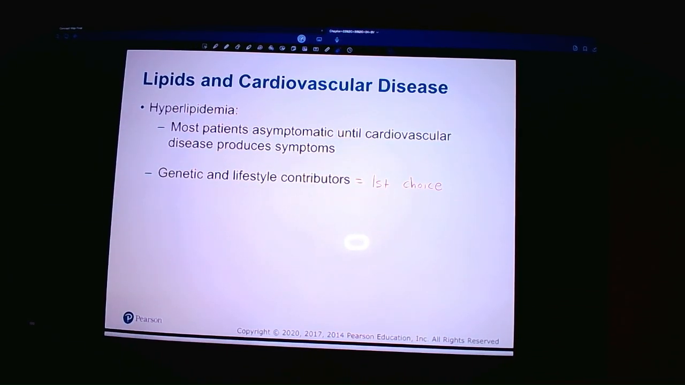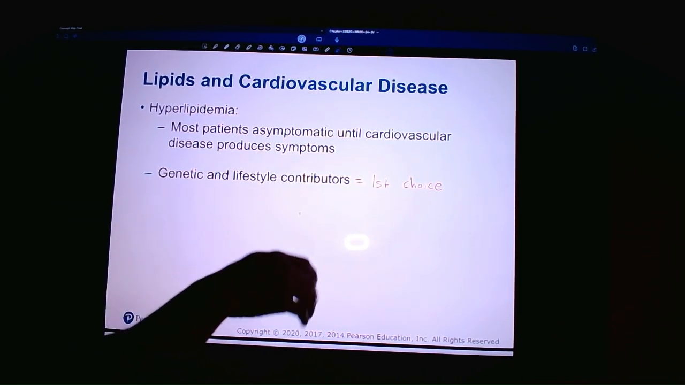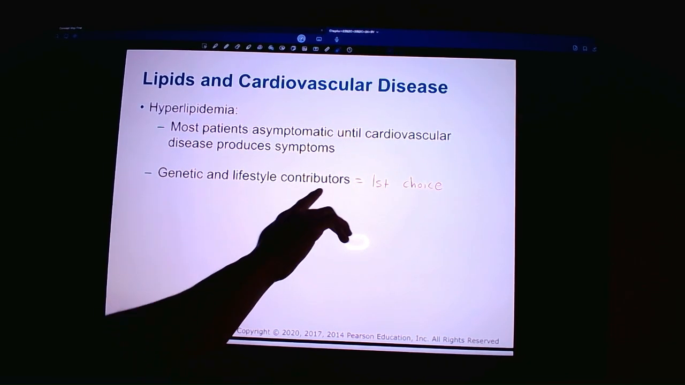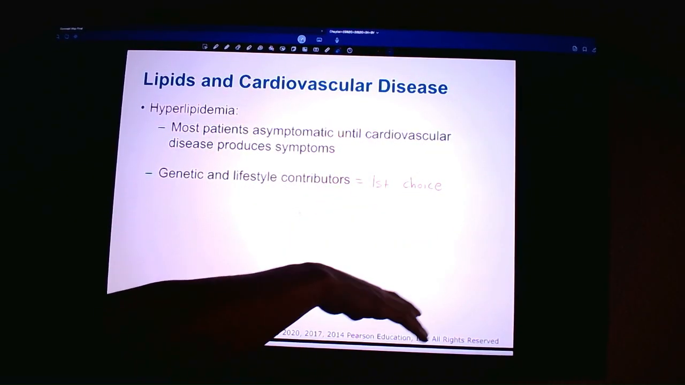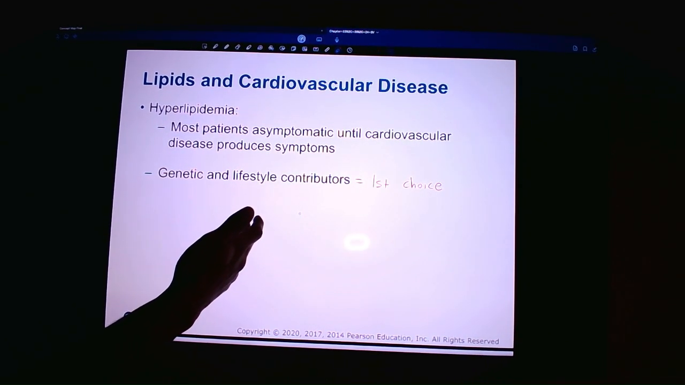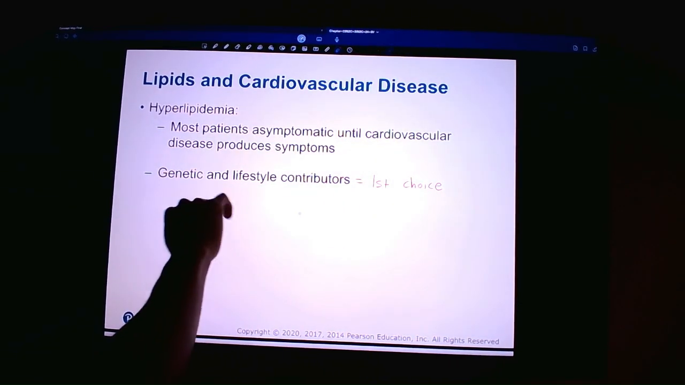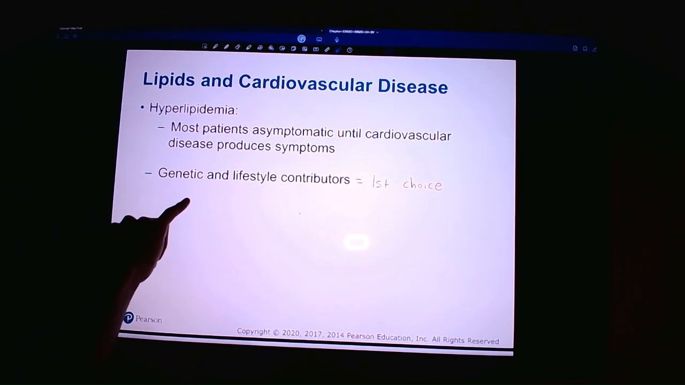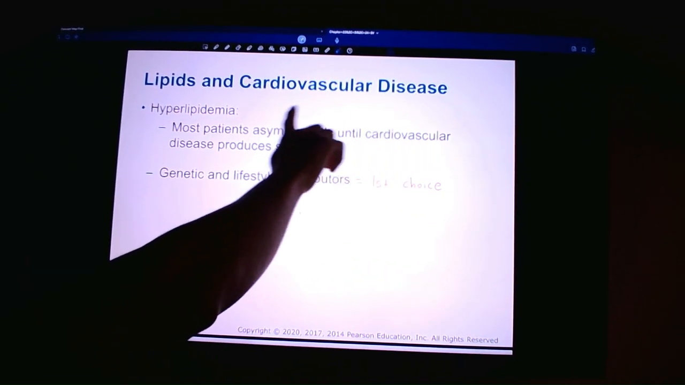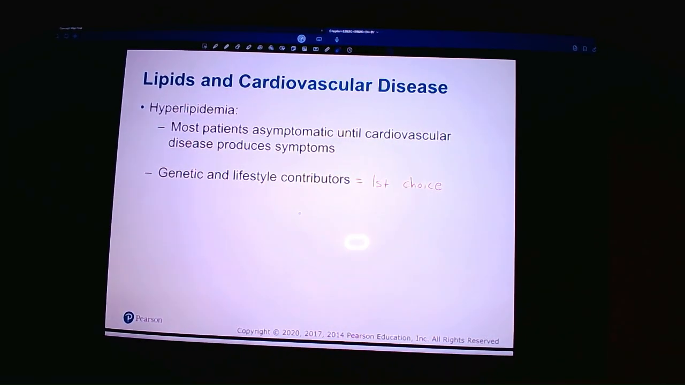So lipids and cardiovascular disease, right? Genetic and lifestyle contributors are obviously the first cause. A lot of people have issues with lifestyle contributors, and we've seen it in the United States. There's a lot of genetic factors for being overweight, right? And the more overweight you are, the more likelihood you can have a cardiovascular disease such as atherosclerosis, because cardiovascular disease is just an umbrella term for so many different things.